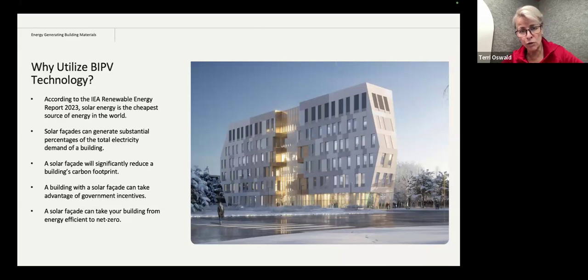It will utilize vertical surfaces that typically are under or unutilized with this technology. So a solar facade will significantly reduce a building's carbon footprint. It will generate electricity. It will transform a building into a power generation station, period. And it can take your building from energy efficient to net zero.